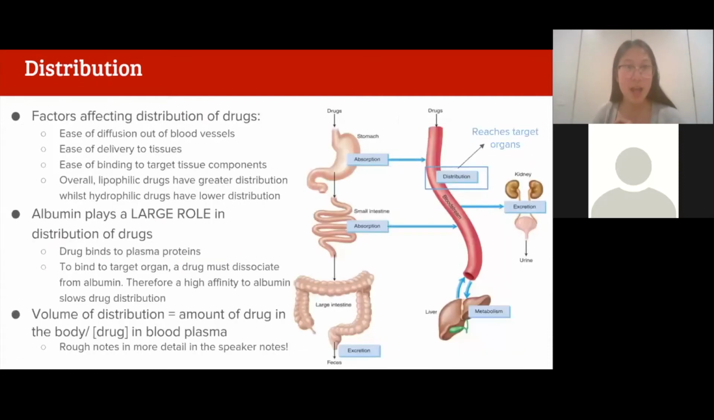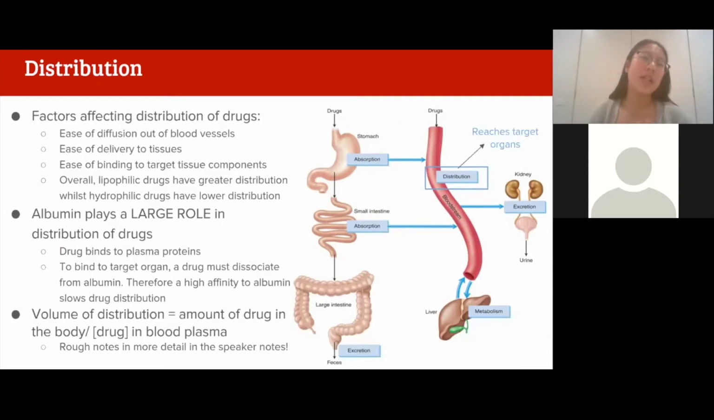So that's absorption. Next, we've got distribution. Distribution is pretty much, you've absorbed the drug into your bloodstream, right? But now you want that drug to reach your target organs. A couple of factors affect distribution of drugs. And again, I've got a bit more detail in the speaker notes. If you want to check that out, it'll help you if you're taking physical notes or whatnot.